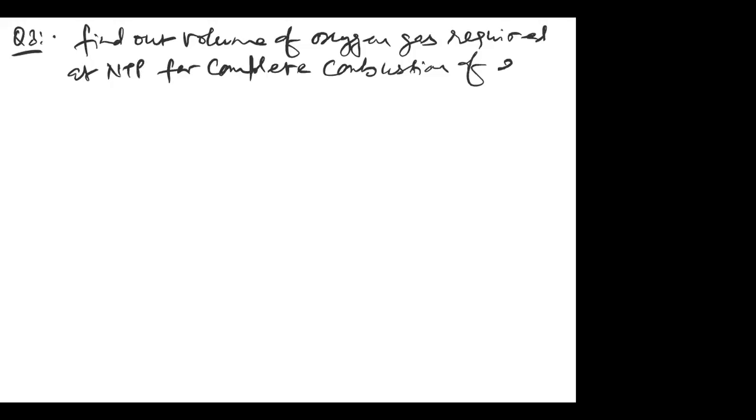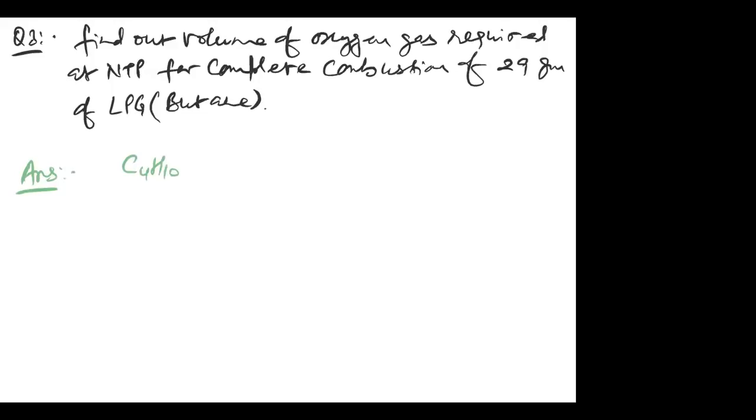29 gram of, let's say, LPG, which mainly consists of butane. You have to find out the volume of oxygen gas required at NTP for complete combustion of 29 gram of LPG. LPG mainly consists of butane. Here, as per the question, you can imagine it is 100% butane. To see its answer, butane is C4H10.